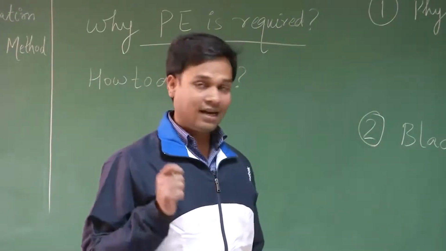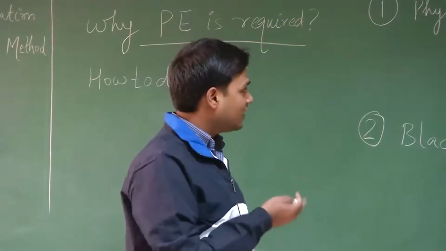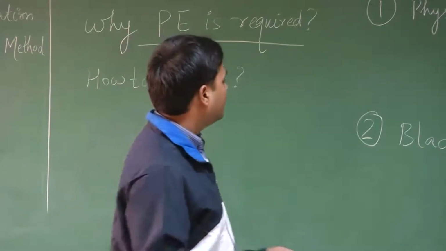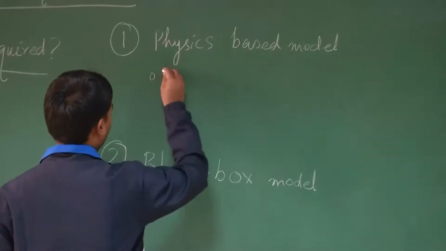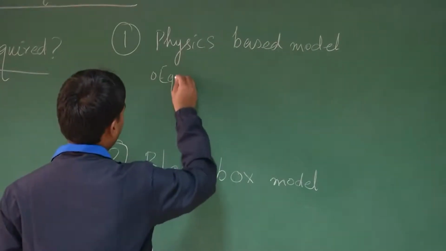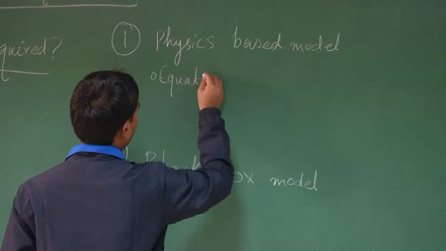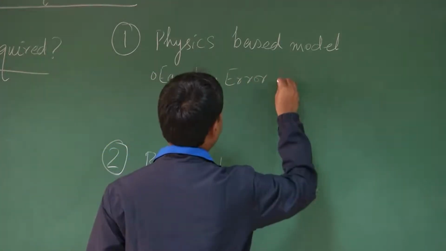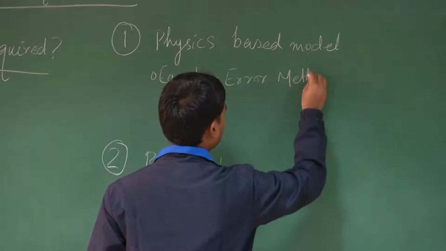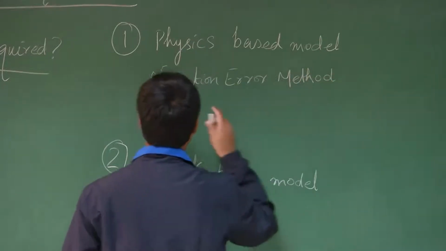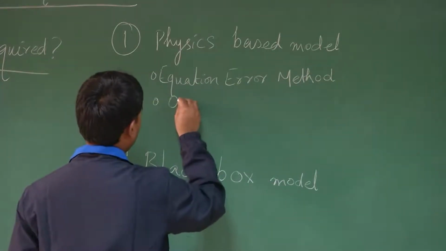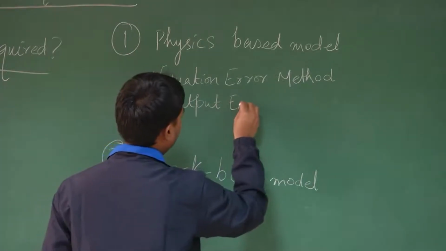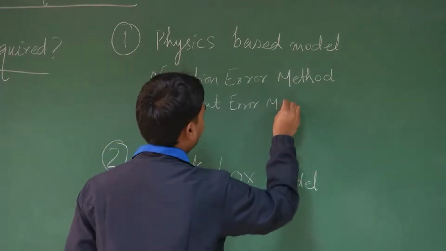Now if you want to do the parameter estimation of these two categories, so several methods are available. So I'll list few of the methods here. So under this category there are methods which is called equation error method, next is output error method.